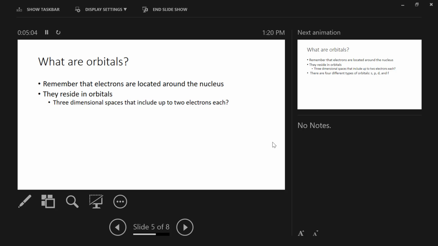Same. So three-dimensional spaces that include up to 2 electrons. That is incredibly important to remember, the up to 2 electrons. There are 4 different types of orbitals. There are s orbitals, there are p orbitals, there are d orbitals, and there are f orbitals. And they're all a different shape. Unfortunately, they are not shaped like the letter, because that would be really nice.